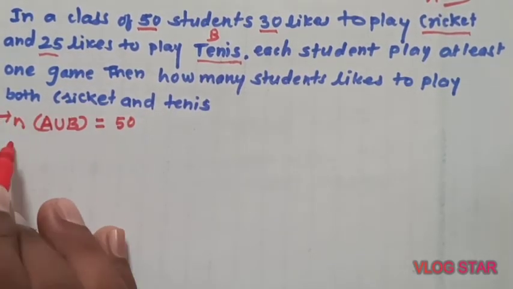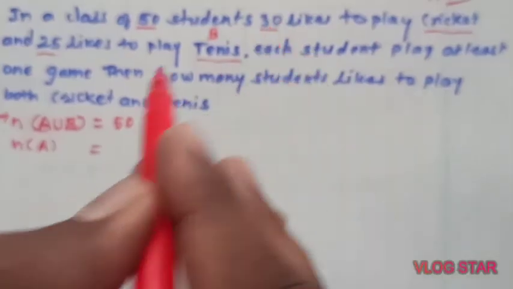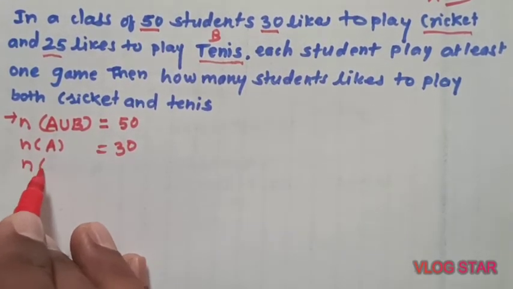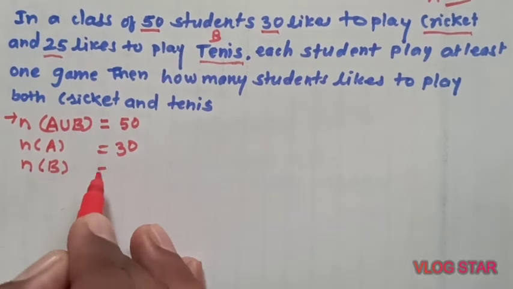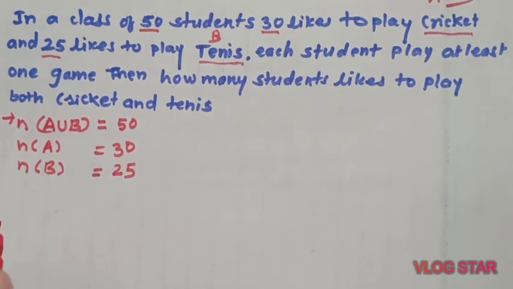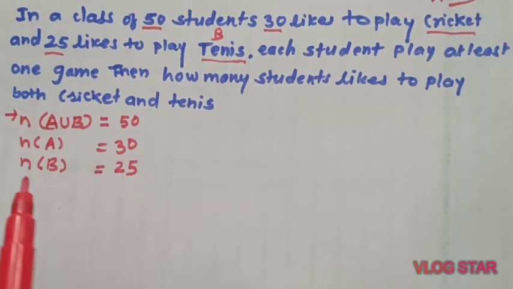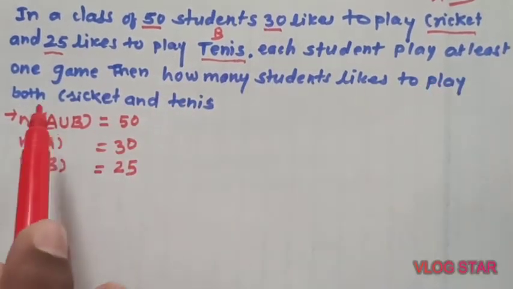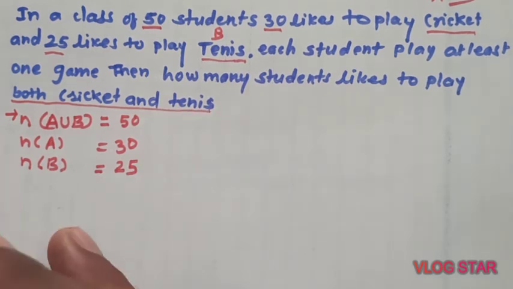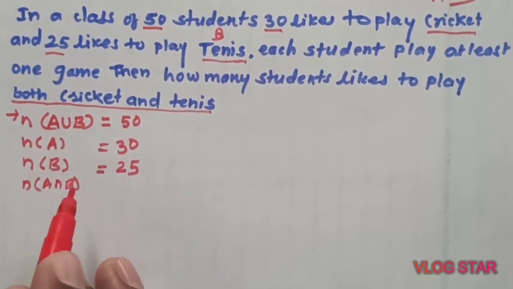Then the number of students who play cricket, means A, 30 like it, and the number of students who play tennis, B. So how many students are there like that? 25, isn't it? So I have the number of elements in A union B, the number of elements in A, the number of elements in B. What they have asked us is who likes to play both cricket and tennis. Both का मतलब क्या होता है? Intersection, common. So we want to find n of A intersection B.